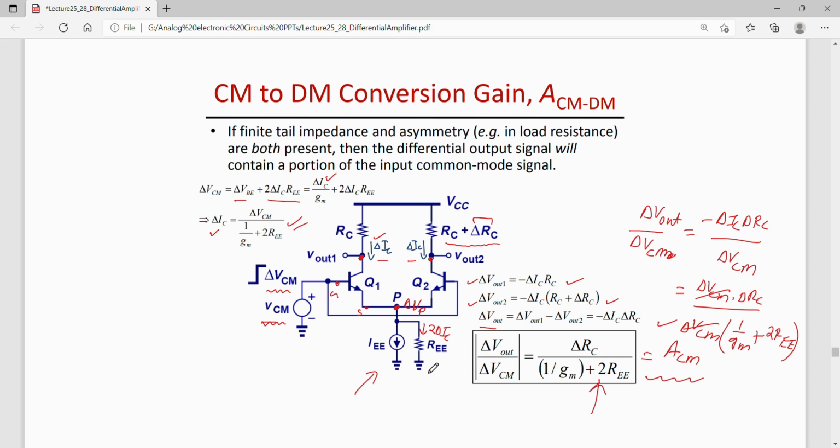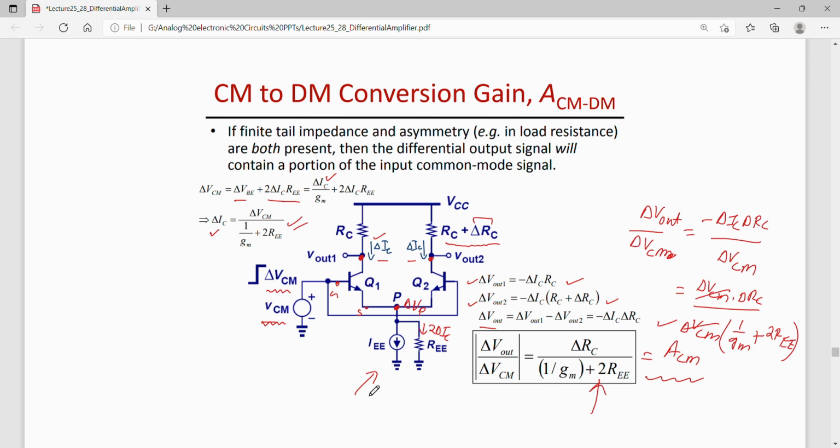But in this case, where the tail current source itself is not ideal, it is associated with a finite resistance, a small change at the input will cause a small change in the currents of these two transistors, which will also cause a small change in the outputs of these two transistors. That is, outputs will not be the same, and therefore the common mode gain will not be 0. So we are finding some finite value.